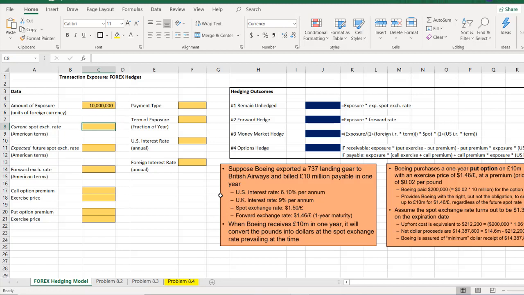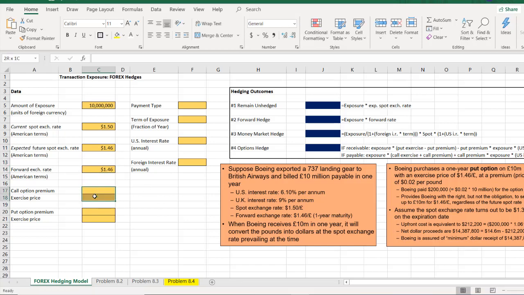Okay, then the current spot exchange rate, that's given in our problem as well, $1.5 per pound. Notice that these are going to be in American terms for all of our exchange rates: spot, expected future spot, and forward exchange rate. So this is the current spot rate, which is 1.50. I've already got that formatted as dollars, $1.50 per pound. The expected future spot exchange rate, that's not necessarily given in each problem, and if it's not, we'll just go with the forward exchange rate of 1.46 for that. That'll be the market's estimation of the future spot rate, and of course that's going to be the value for the forward rate as well.